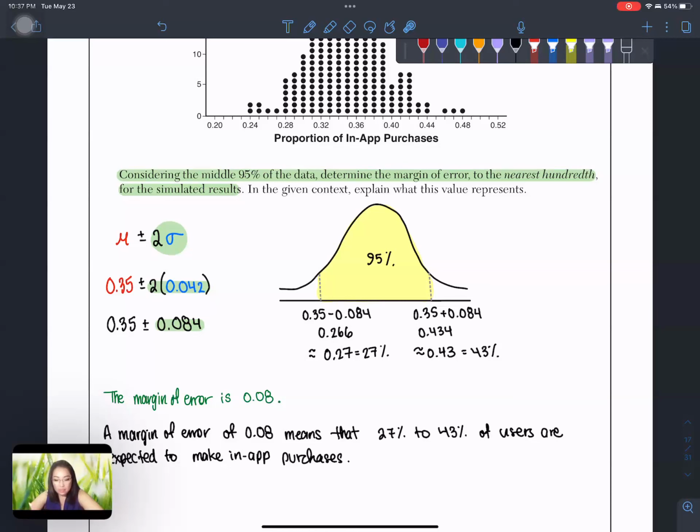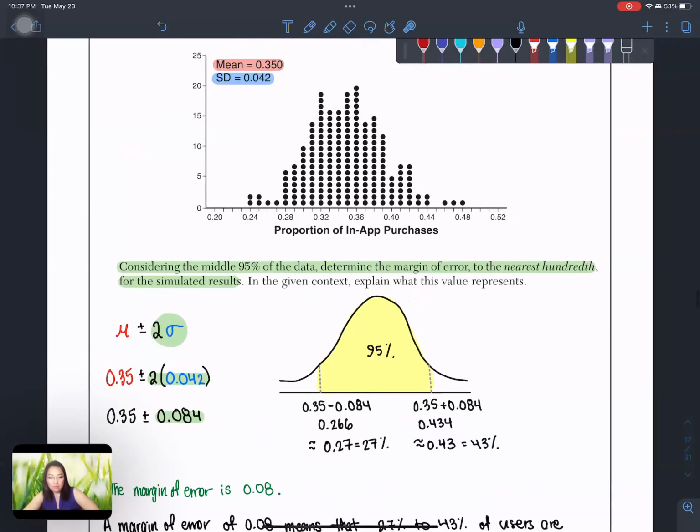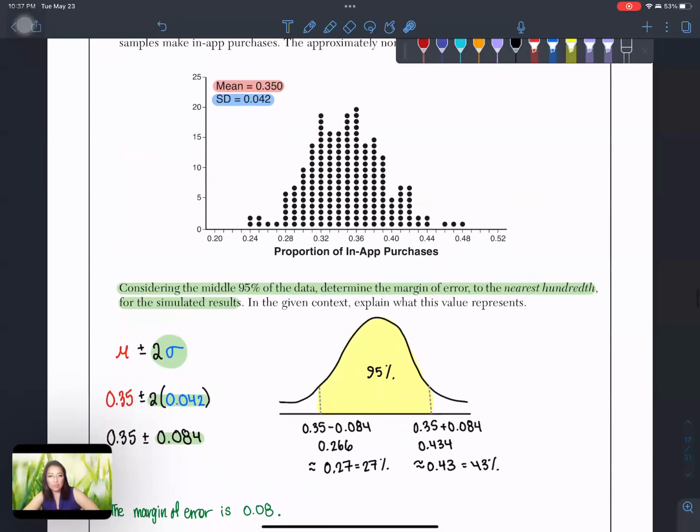In the given context, explain what this value means. So what it means is that if you do 0.35 minus 0.084, you get about 27%. And if you find the upper percent, you get 43%. So 95% of the purchases are within 27% to 43%. So you're going to say the margin of error of 0.08 means that 27% to 43% of users are expected to make in-app purchases.